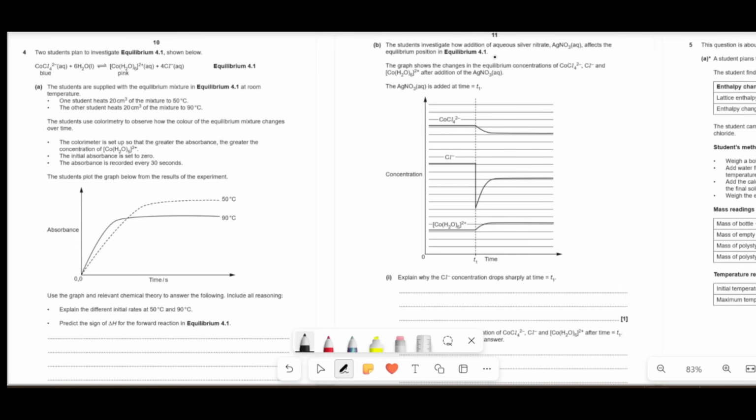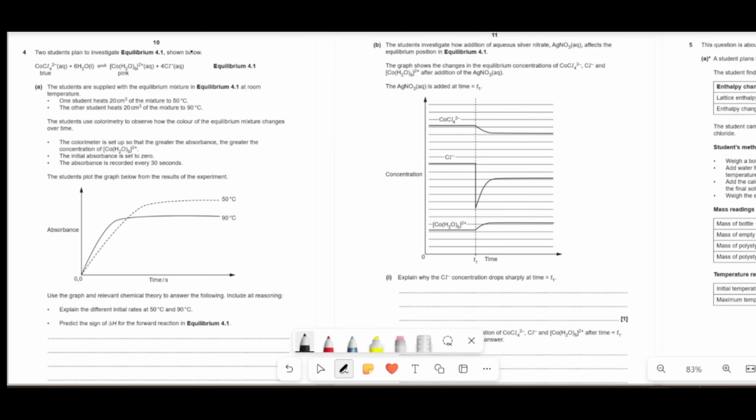So the students investigate how addition of silver nitrate aqueous affects the equilibrium position there. The graph shows the change in the equilibrium concentration of COCl4 2-, Cl-, and CoH2O6 after adding AgNO3. The AgNO3 added is at the time t. So they told you that at this time here, where that line is, they've added the aqueous silver nitrate. Explain why Cl- concentration drops sharply at this point.